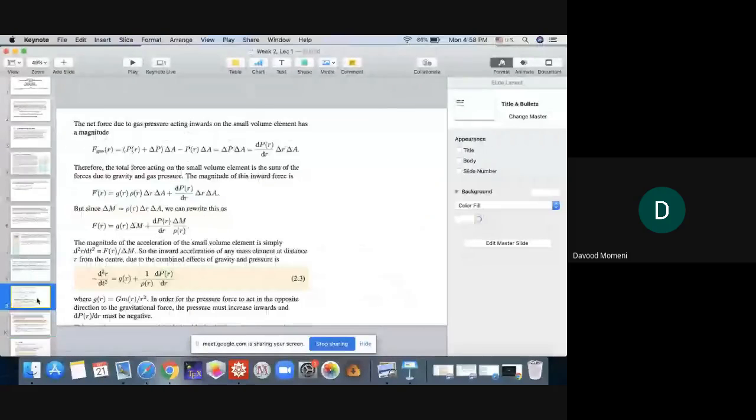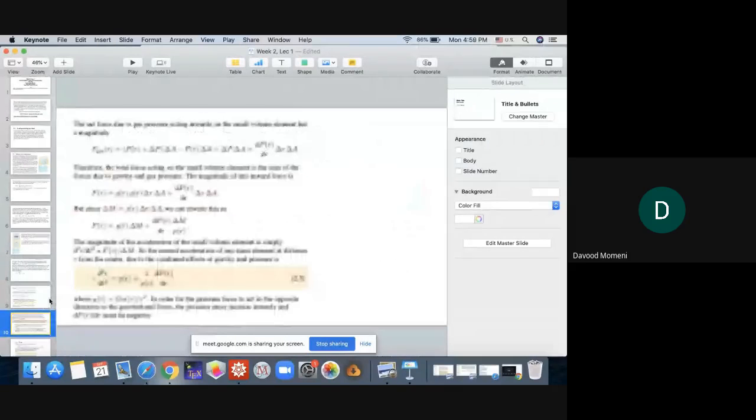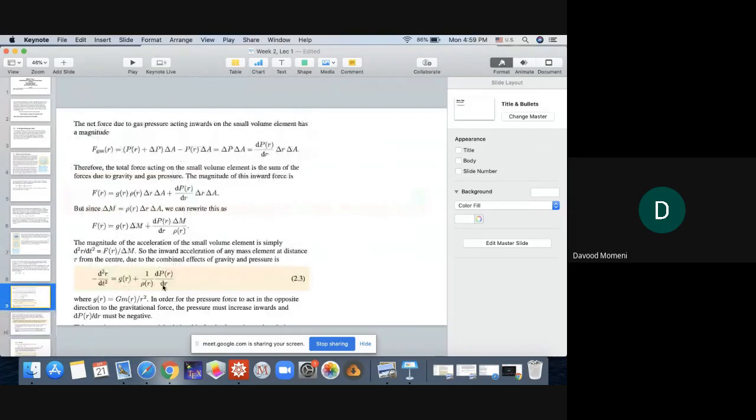And the second situation is that those terms will cancel each other. I mean, the gravitational term and the term that comes from the gradient of pressure, they cancel. So the second situation is that d2r/dt2 will be zero. The first example is called free fall, when dP/dr is zero. The second situation is called hydrostatic equilibrium, when both of the terms cancel each other.